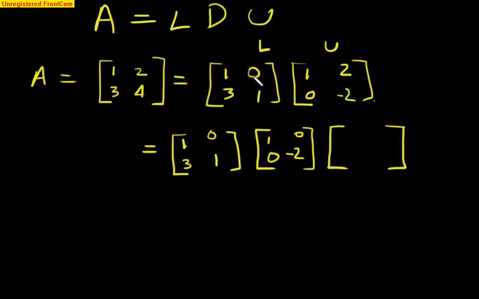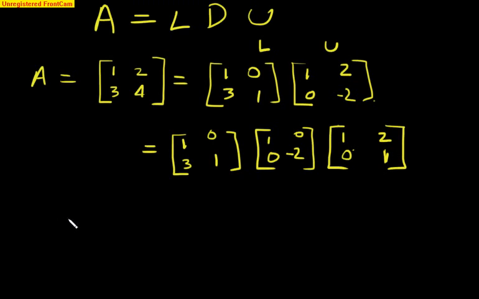To find the new U, just divide the first row of the previous U by its diagonal element. See, 1 by 1 is 1, 2 by 1 is 2. Now move to the second row. Its diagonal element is minus 2, so divide it by minus 2, you will get 1. That much simple is this. I think you understood. If you don't, I will explain again.